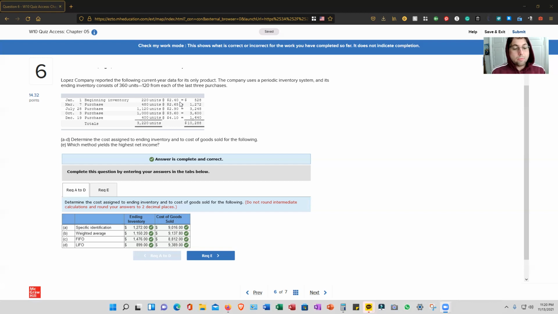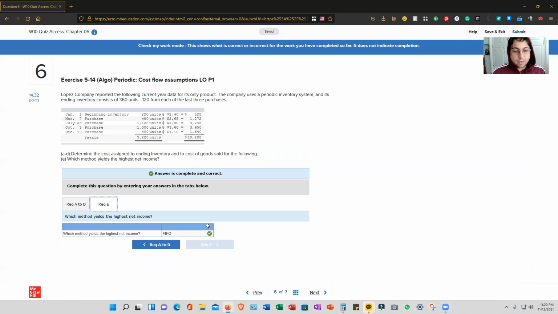140 at 2.65 comes to 371 for the second batch, and the first batch comes to 528. Add those together, it's 899, as you can see right here. Then subtract that from the 10,288, and that is going to be our $9,389. And as you can see right here, this is FIFO. Surprise, surprise.